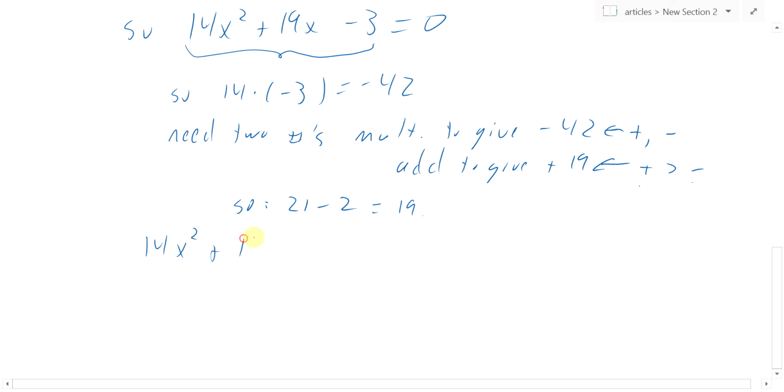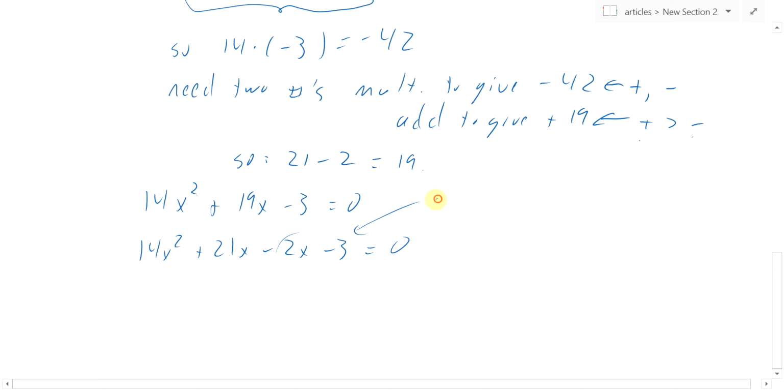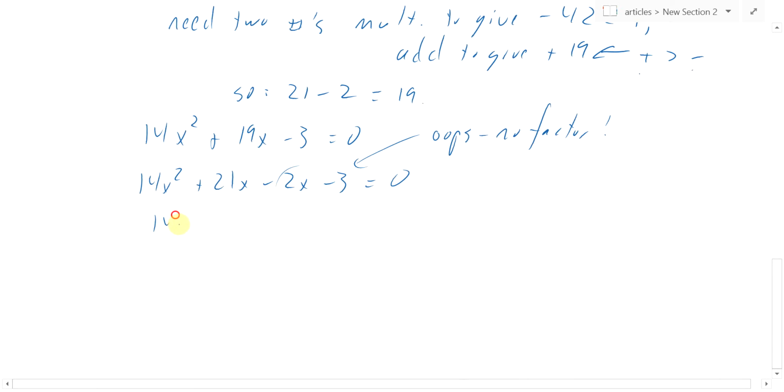So 14x squared plus 19x minus 3 equals 0. We can break up that 19 into a 21 minus 2. 14x squared plus 21x minus 2x minus 3 equals 0. Well, actually that doesn't work, right? Because you can't factor anything out of this. And that's what we're looking for. But that's easily remedied. We'll just switch the 21x and the minus 2x.